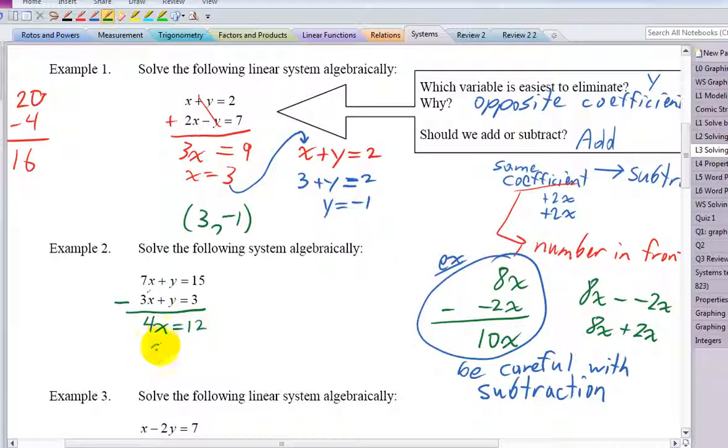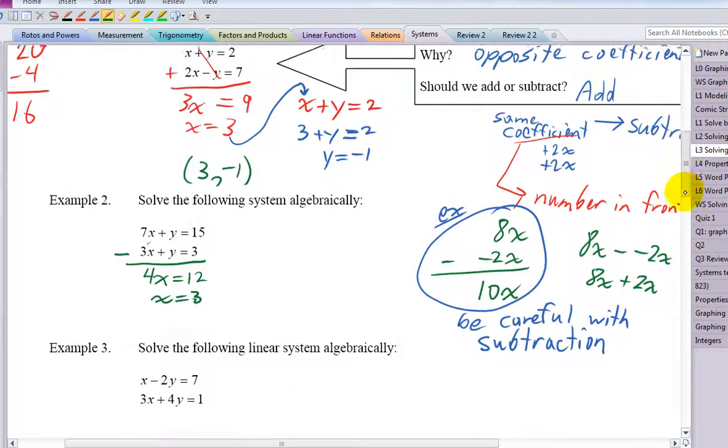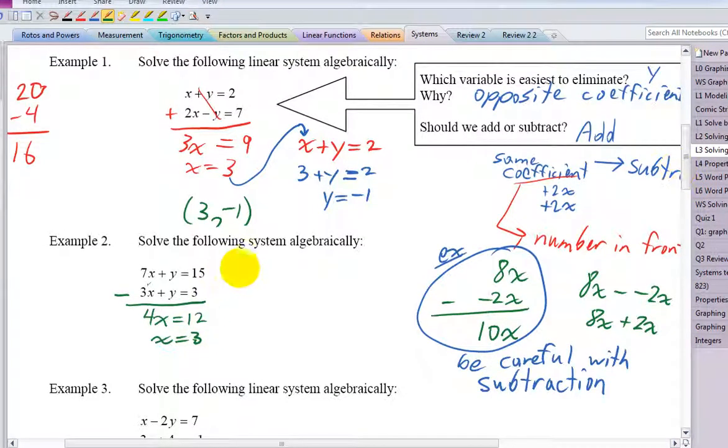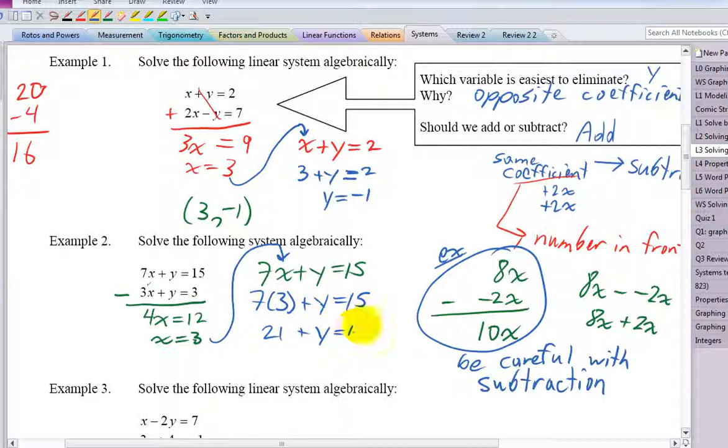Going back to our question, x equals 3. Okay. So then what we can do is we can go and do substitution. And we can say 7x plus y equals 15. Take that, put it in. 7 times 3 plus y equals 15. 21 plus y equals 15. What does y equal? Negative 6. Good. And so our final answer then would be bracket 3 comma negative 6 bracket.